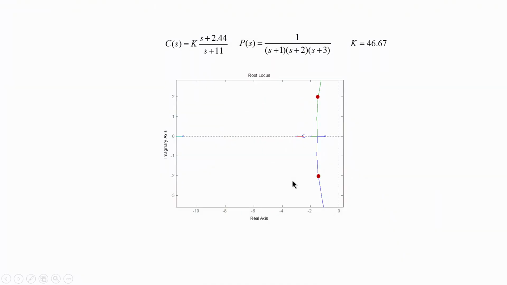So, what I have done here is to show you the root locus of the system that employs this particular controller, the one that we designed in the previous slide, along with this plant. And what you see therefore is that we have the root locus passing through the 2 points minus 1.5 plus minus 2j, and for this particular gain the closed loop pole is actually going to be located exactly at minus 1.5 plus minus 2j.